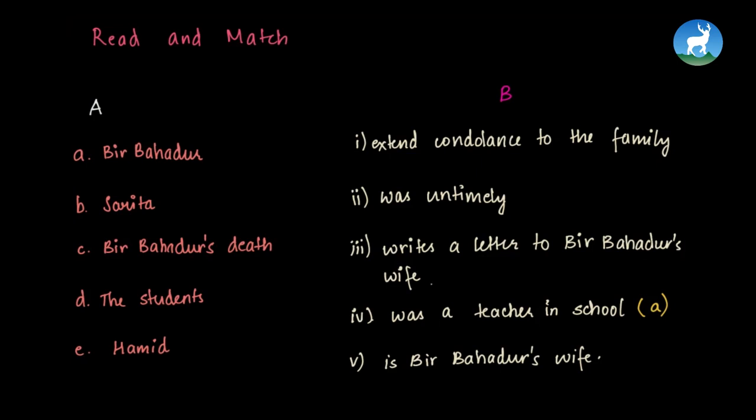We know this by the sympathy letter written by Hamid to Sarita. So, Sarita was an English teacher in school. This is wrong. And Sarita is Bir Bahadur's wife. This is correct. So, we match Sarita in column A with Bir Bahadur's wife under column B. Further, Bir Bahadur's death extend condolence to the family is not correct. Bir Bahadur's death was untimely perfectly matches the sentence and the meaning too. So, we match them.